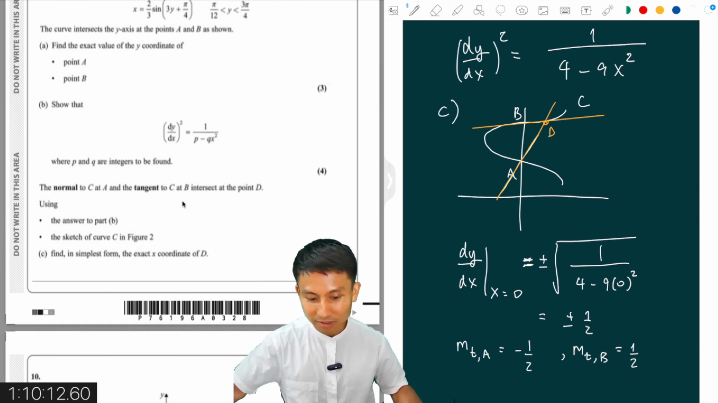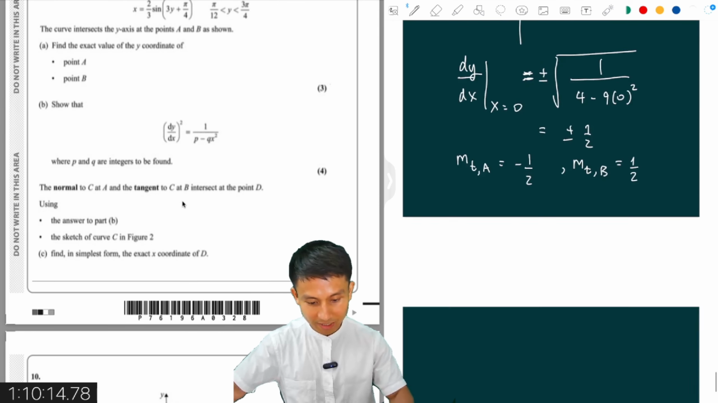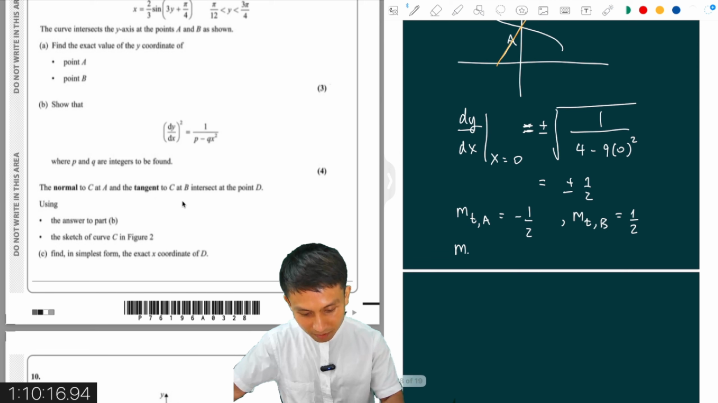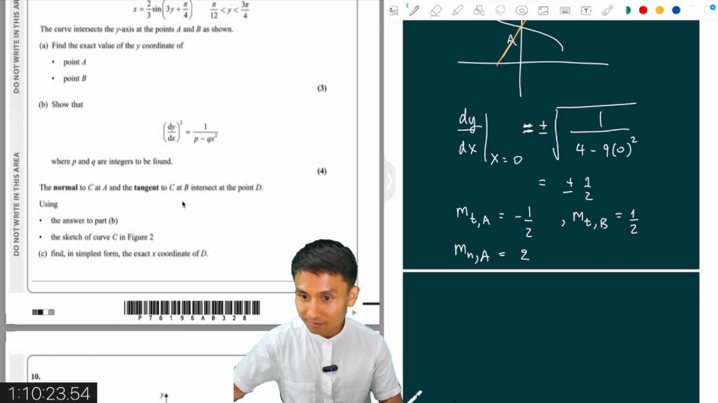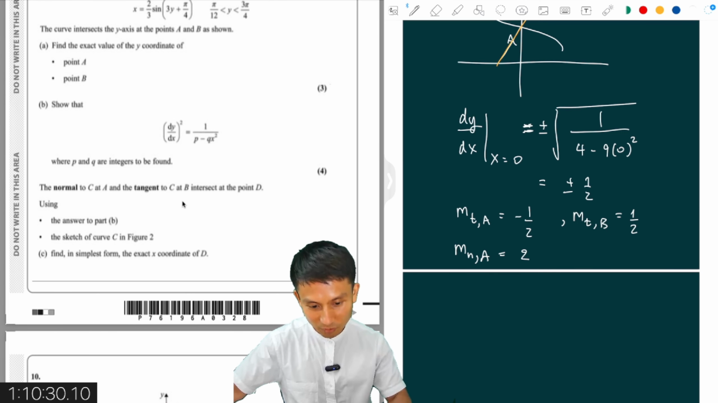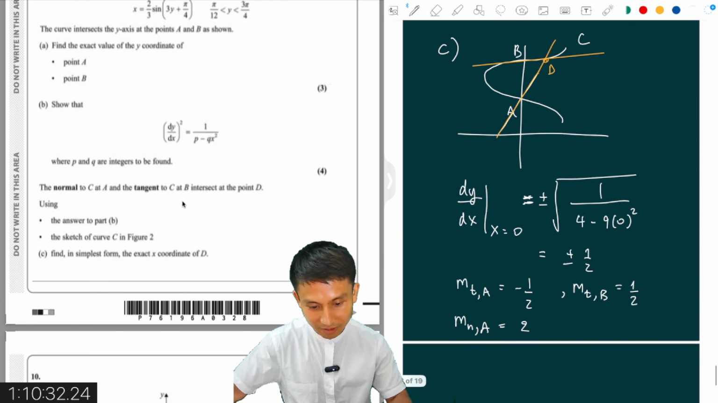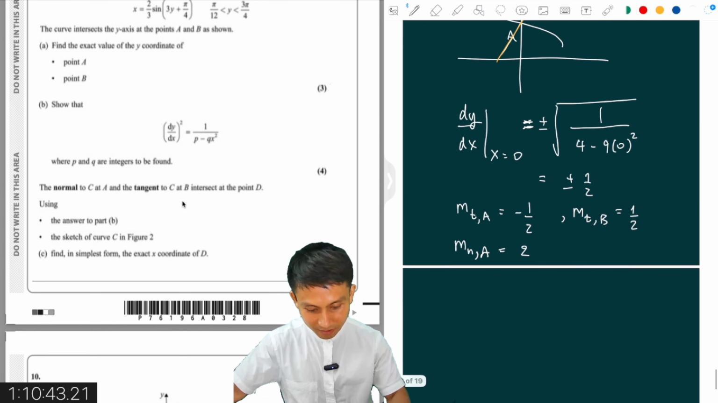But they want the normal at A. So that means m of normal at A is just flipping the fraction and putting a minus sign. We get a 2 here. And then find, in the simplest form, the x coordinate of D. Yeah, I hate to say that we might need to do 2 functions. Is there a better way here? Hang on, let me think about that. Probably not. Okay, I'm going to go with that.